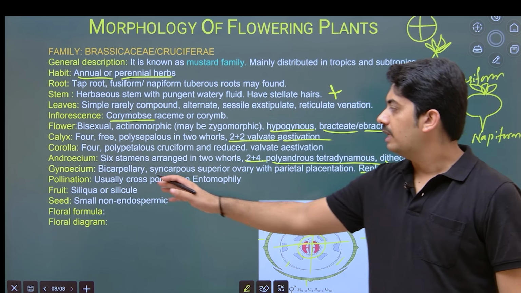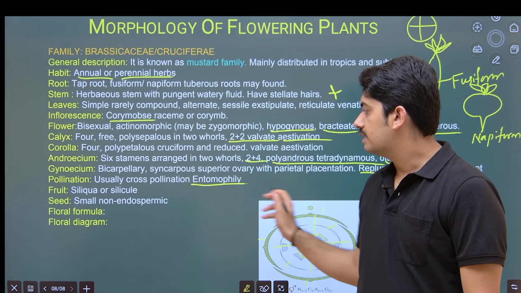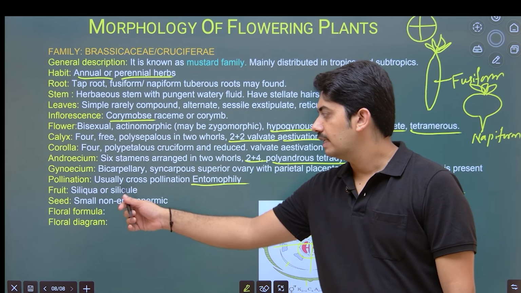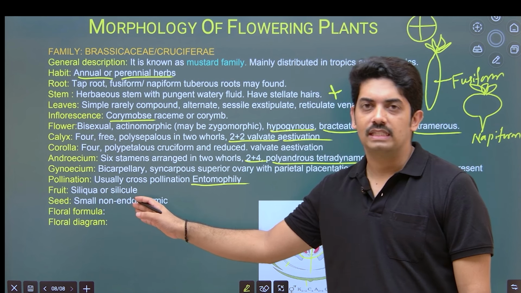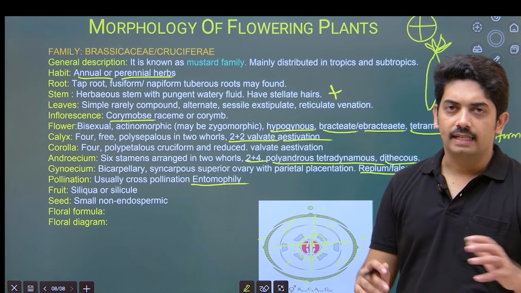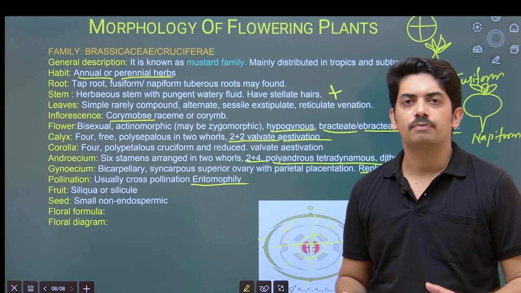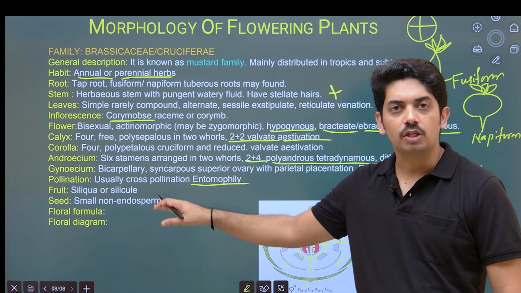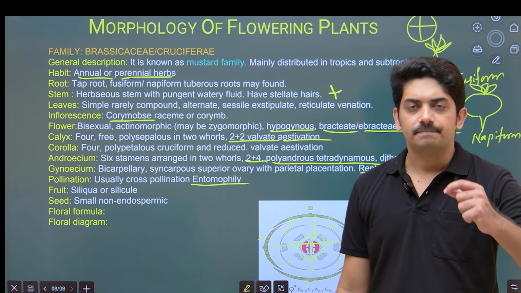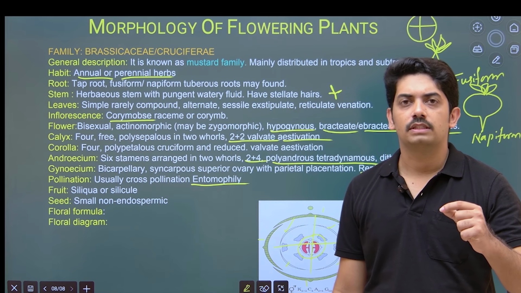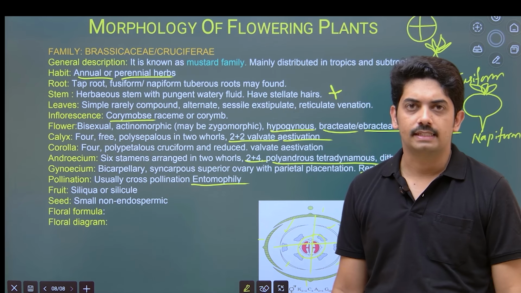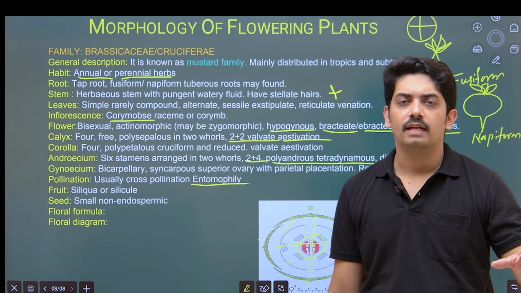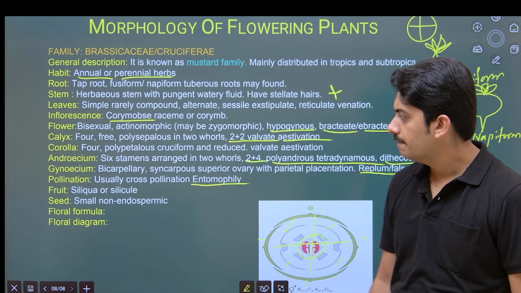Okay. Pollination is usually by insects. Entomophily means by insects. Fruit, it is a siliqua or silicule. So in your NCERT, actually one type of fruit is given, that is drupe. Here siliqua or silicule is like small seeds, like mustard seeds, you can imagine. Other than that, we won't go for any description of these fruits.